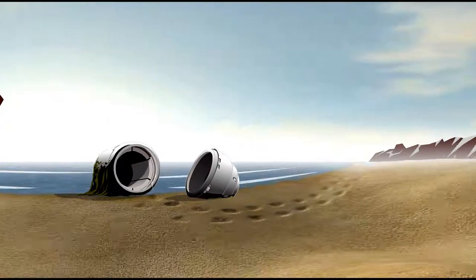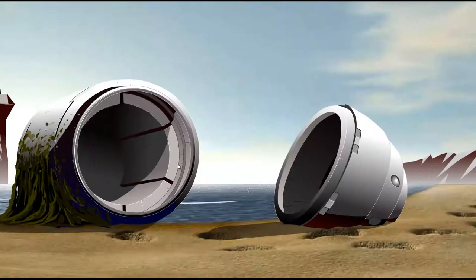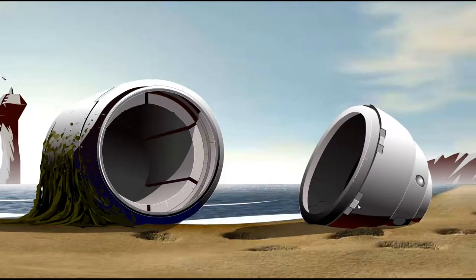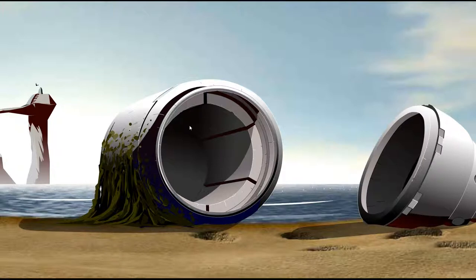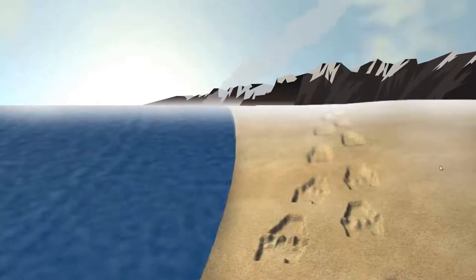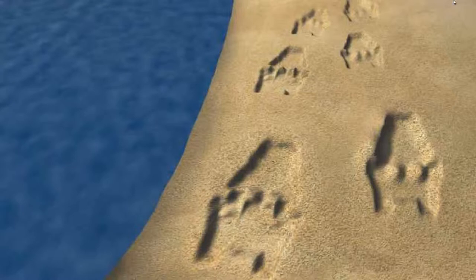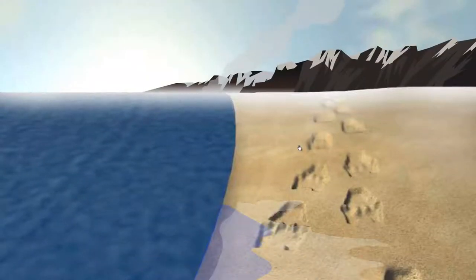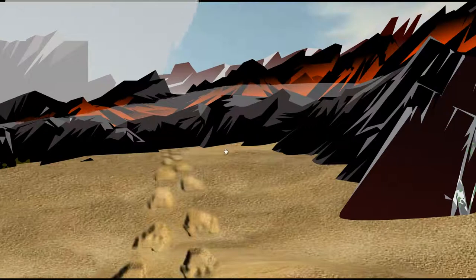Alright, so, it's over here. A canister. Exciting. Our footsteps headed this way. Oh, for fuck.